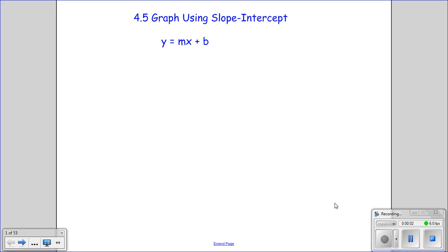Today we'll be working on section 4.5, which is to graph using slope-intercept. Y equals mx plus b is the equation that you will be using. Y and x will be in your equation as variables. M and b will have numbers substituted in for them. M is your slope and b is your y-intercept. The slope is always in front of the x, and the y-intercept is always your constant that's being added or subtracted.